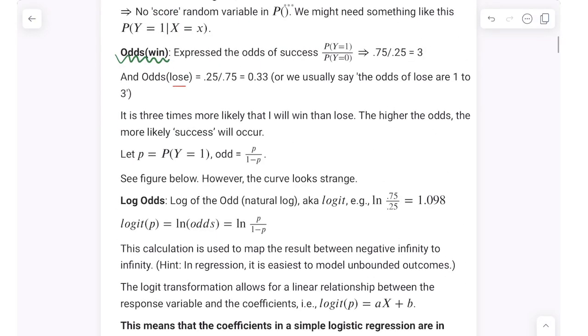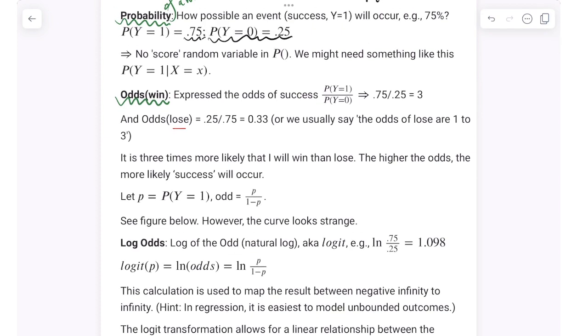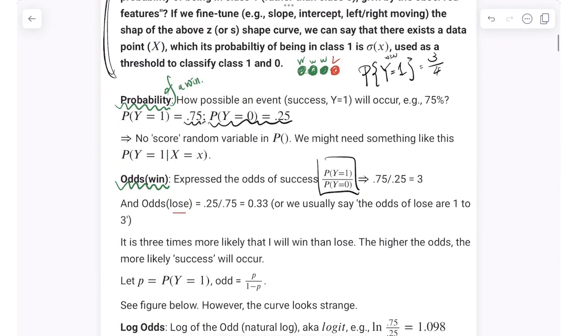The second thing we would like to talk about is odds. The definition of odds is like this: the ratio of the probability of success, which is 3, over the probability of not success, which is lose. So that is 3 to 1. The odds of win is 3. And of course, there is the odds of lose, which would be 0.33. That is the definition of odds.